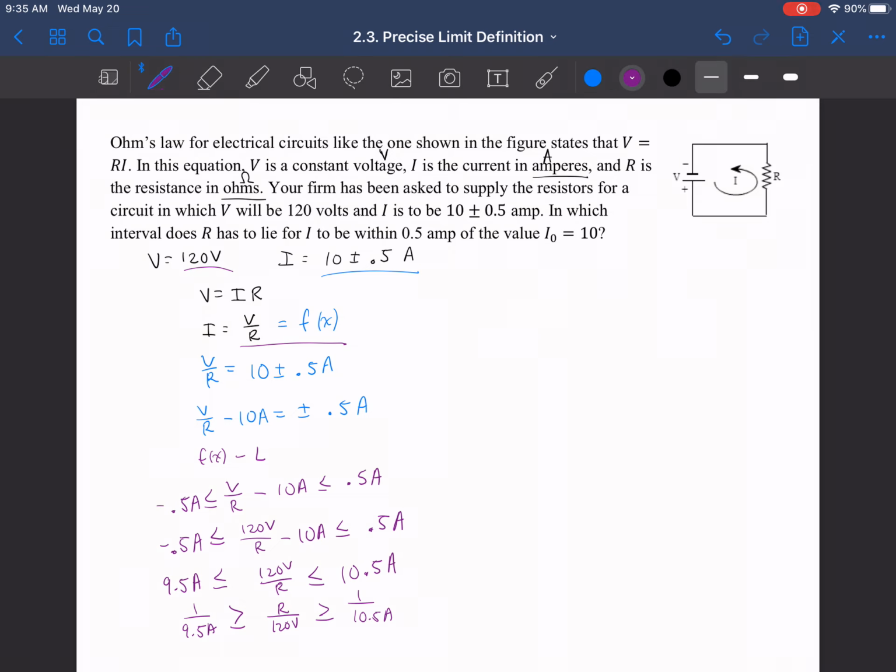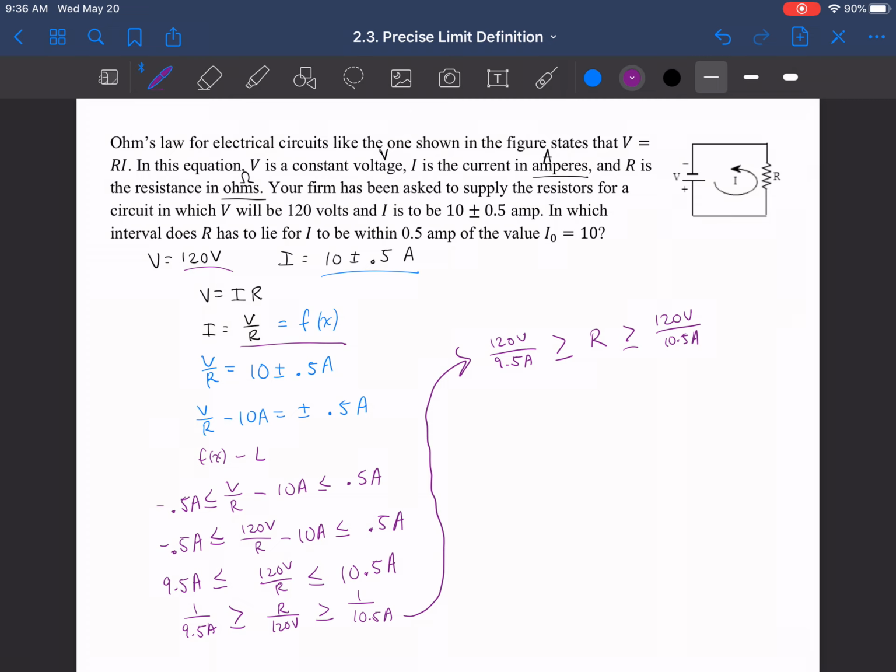So when you take the reciprocal, you gotta flip over your sign there, and then we can bring this up here because I'm running out of room down there, and we can actually then multiply everything on both sides by the 120 volts. So this will be 120 volts divided by the 9.5 amps. And this is just R. And this is 120 volts over 10.5 amps.